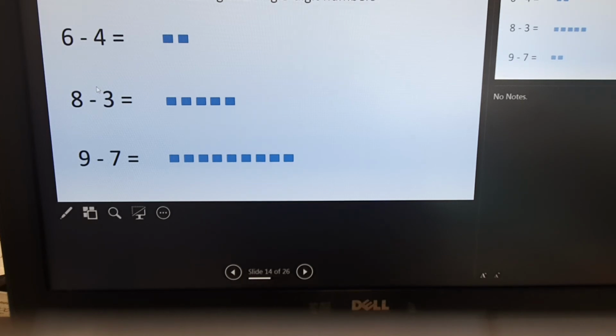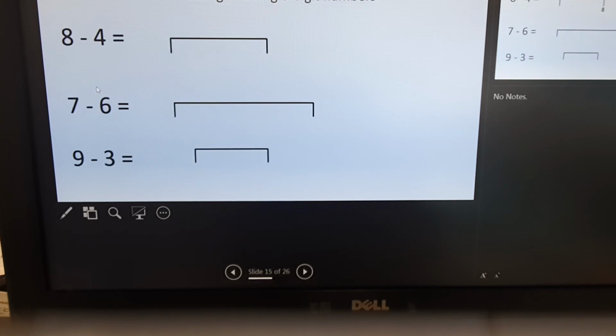Okay, so 8 take away 3 would leave you with 5, and 9 take away 7 would leave you with 2. Now let's have a look on the number line. It's a bit different when we do subtraction on the number line. We start with our bigger number at the other end because we're jumping back and the number is getting smaller. So we would start with our 8.